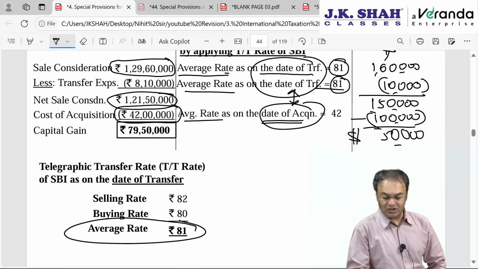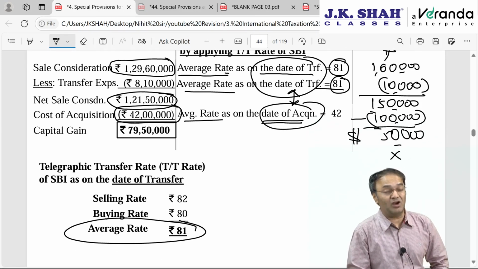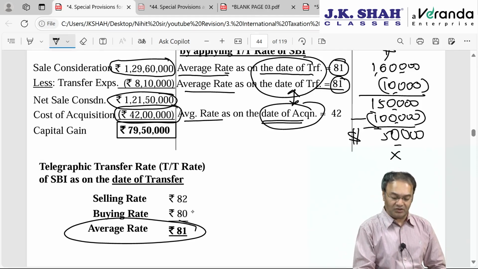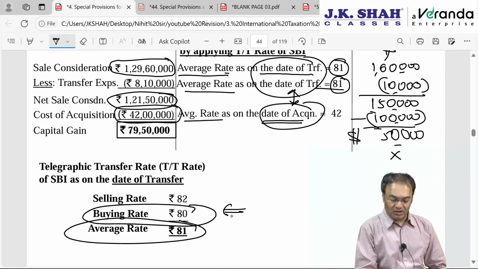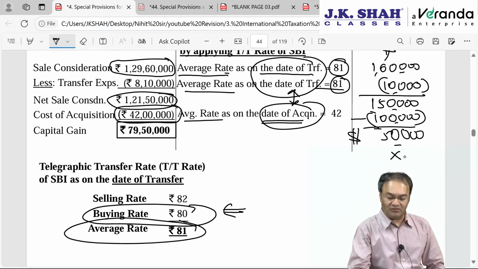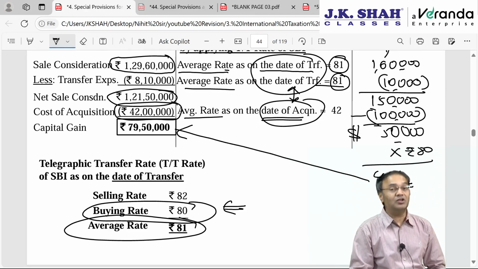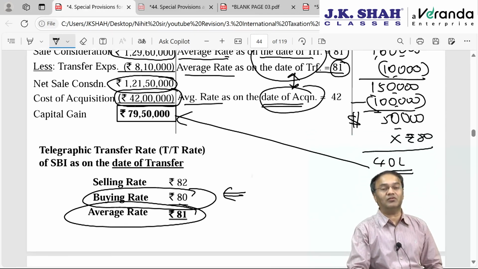What you do with this? This you reconvert from dollars to Indian rupees, applying, this time, telegraphic transfer buying rate. At the end you apply buying rate, which is 80 rupees. Your gain will be 40 lakhs only, rupees 40 lakhs, as compared to almost double, 79 lakh 50,000, in terms of Indian rupees.